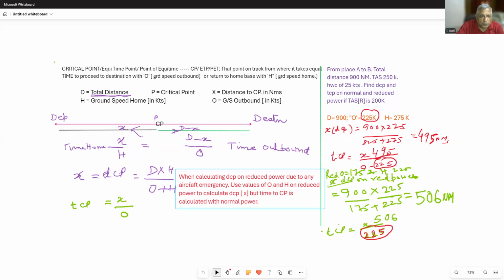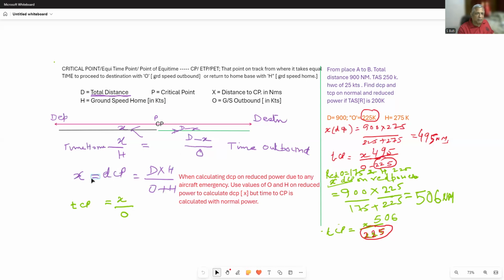Now, supposing your examiner tells you that you are going over this ocean from A to B, etc. Calculate that point from where it will take equal time to carry on or return home in case you have an engine emergency. What is the difference? Now, in an emergency, my speeds will become less. I have lost an engine and I'm now on partial power. So therefore, now my true airspeed will fall and so will the values of O and H.